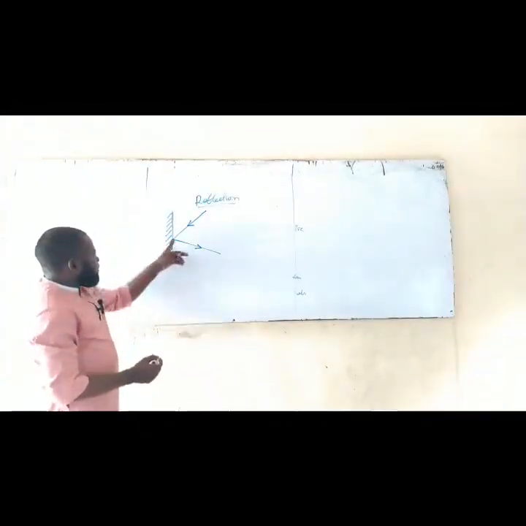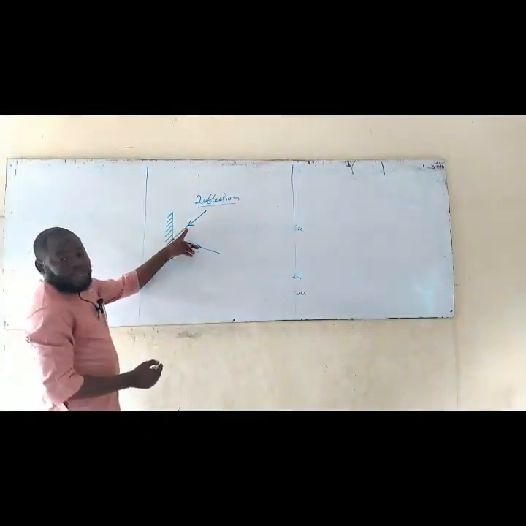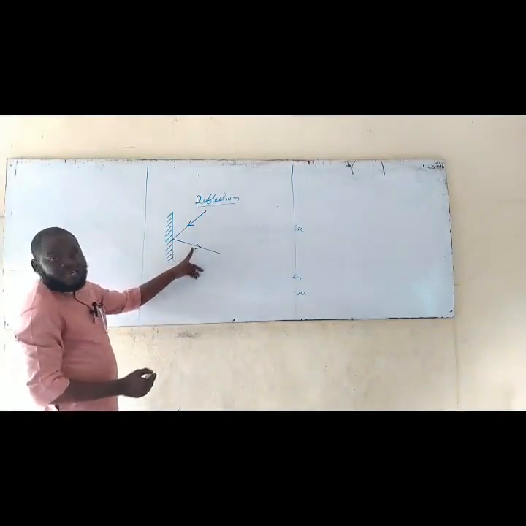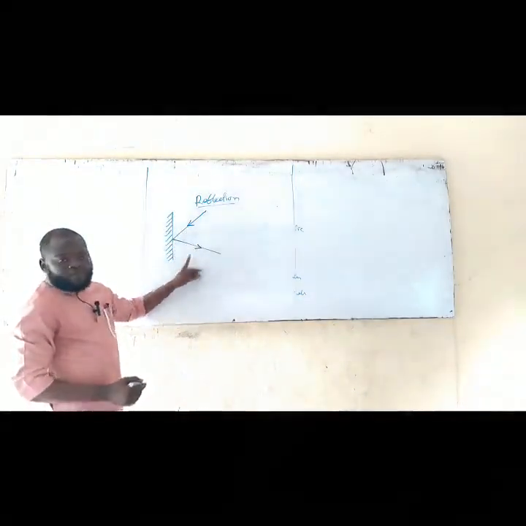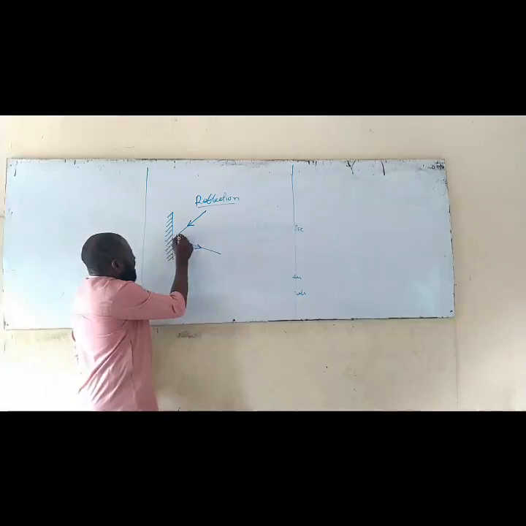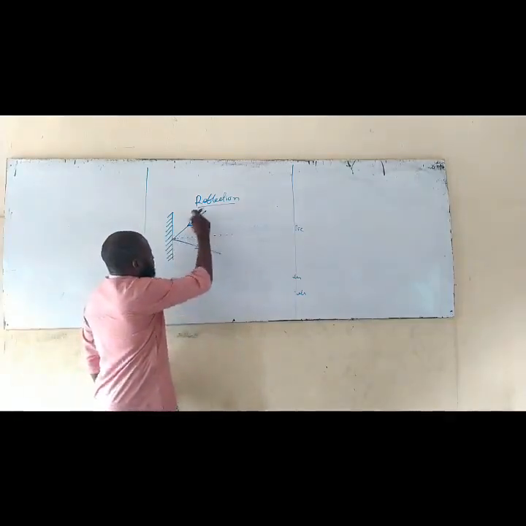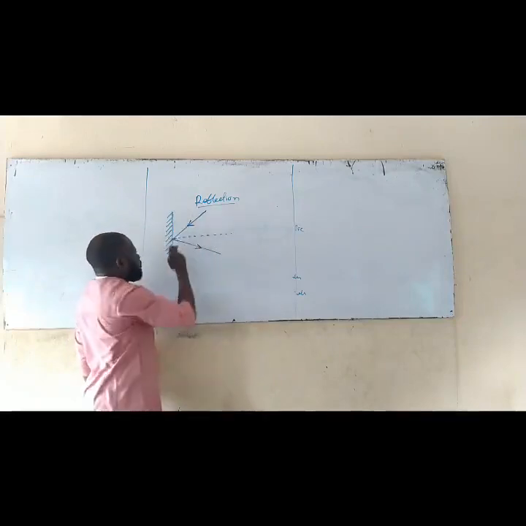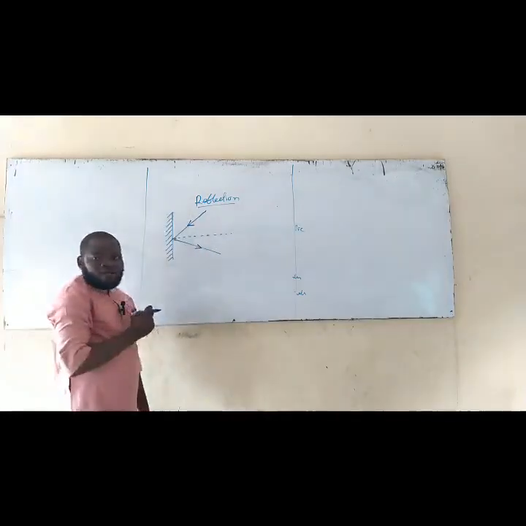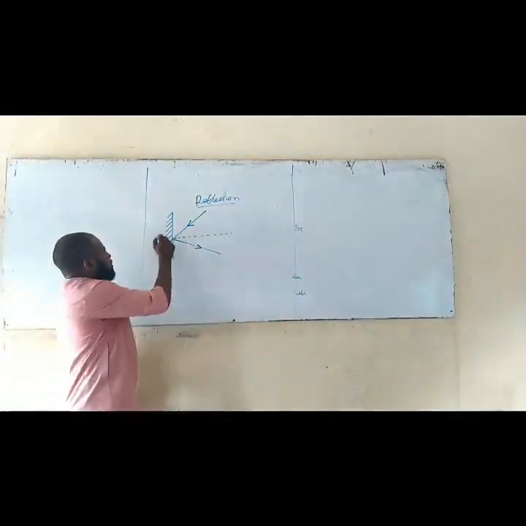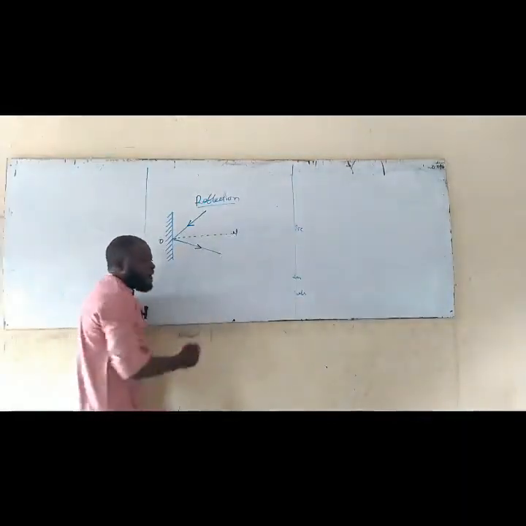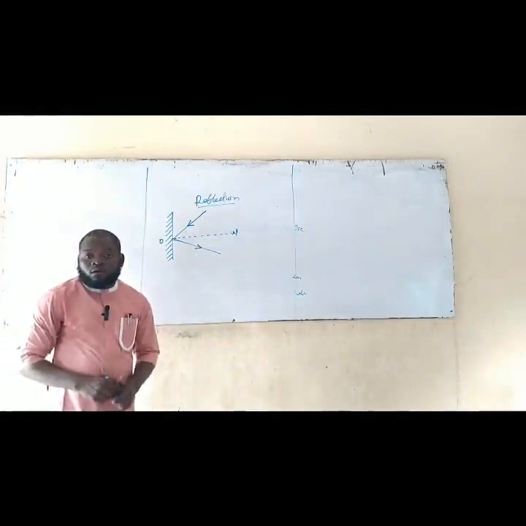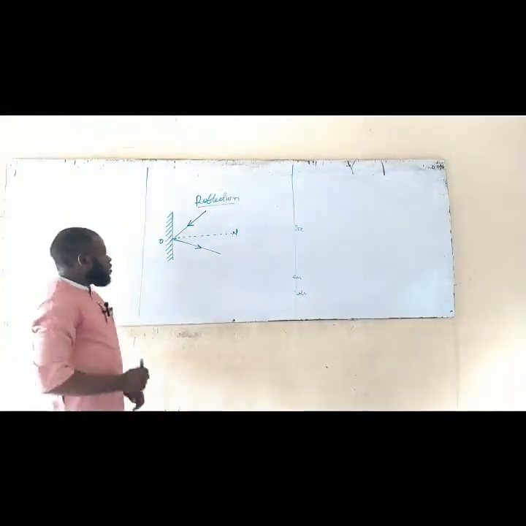So if you look at this now, this is an incident ray, right? And this is a reflected ray. There is an imaginary line between these two. That imaginary line is perpendicular to this surface. That imaginary line is what they always call the normal. They call it normal.